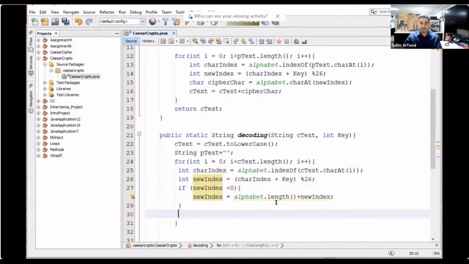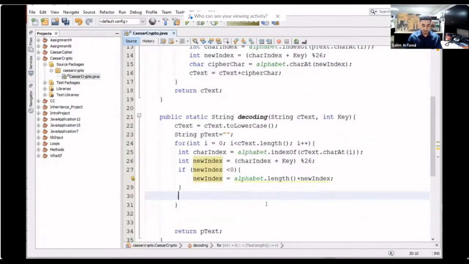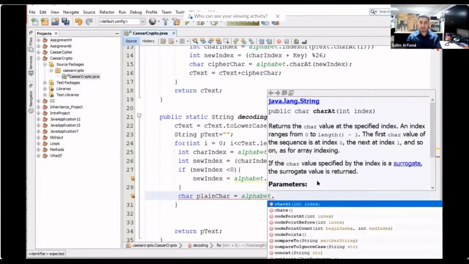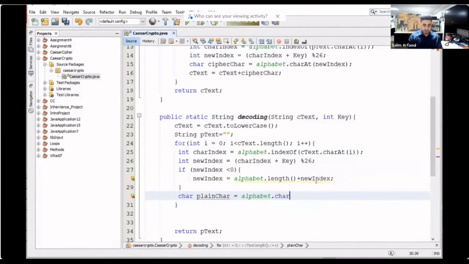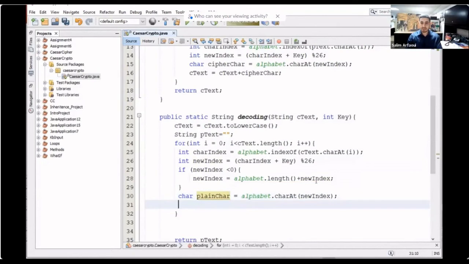Okay. And the next thing is going to be to generate the characters for my plain text. So plain char is equal to my alphabet. Oops, spell it right, man. So my alphabet dot what is it? Dot char at, like we did earlier. Char at new index. New index that we figured out. Okay. And lastly is to just assemble these characters.